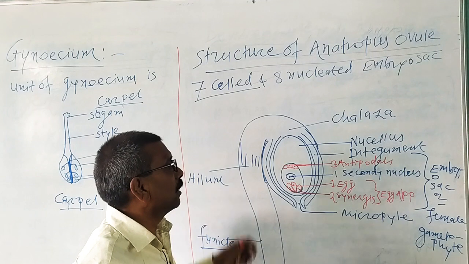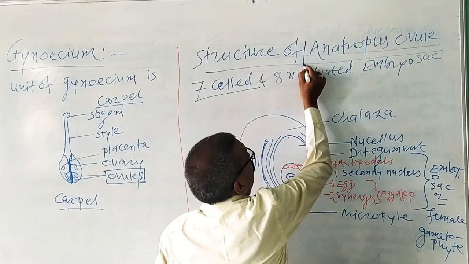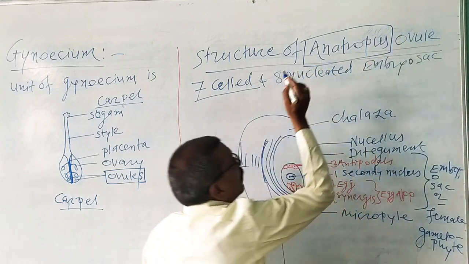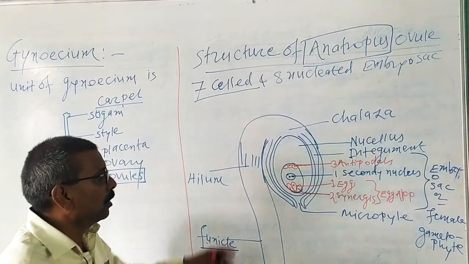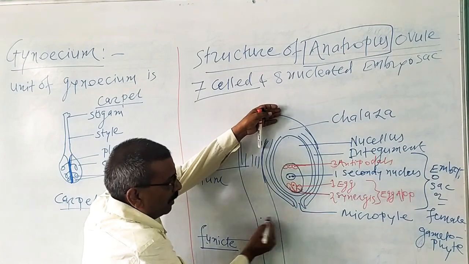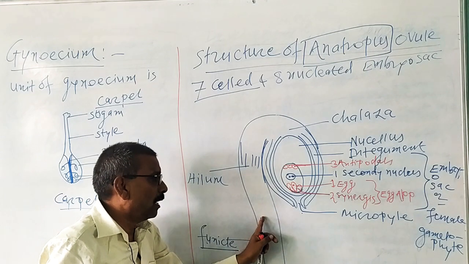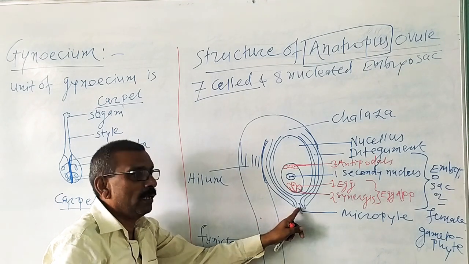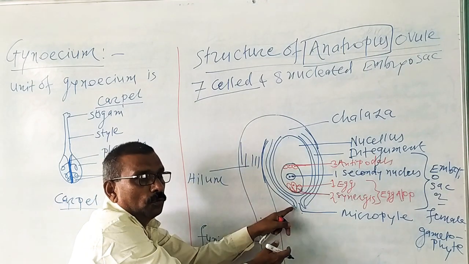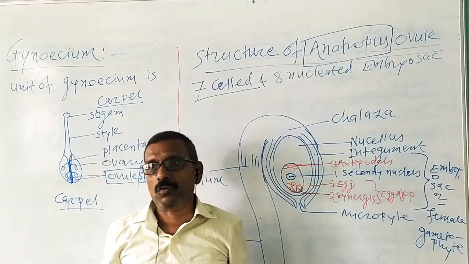This we have studied, the detailed structure of anatropous ovule. Then the question arises, why is the ovule known as anatropous ovule? Now this ovule is a completely inverted ovule in which funicle and micropyle come close to each other. Funicle, the stalk of the ovule, and micropyle come close to each other due to the inverted nature, hence the ovule is known as anatropous ovule.